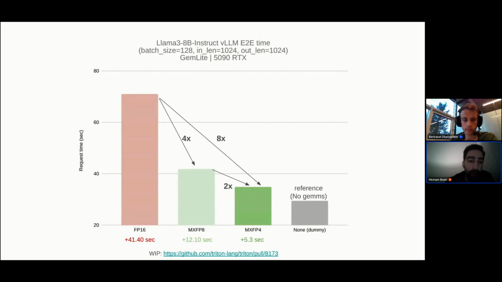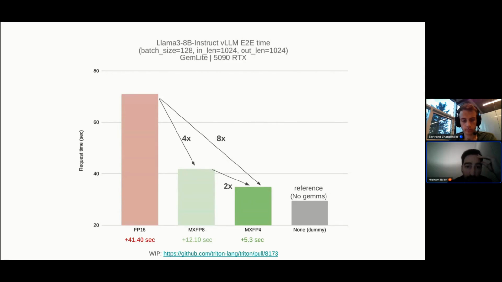Going from 41.40 seconds to 12.1, it's about 3.6x or something like this. So it's close to 4x. And then going from MXFP8 to MXFP4 is about a 2x.